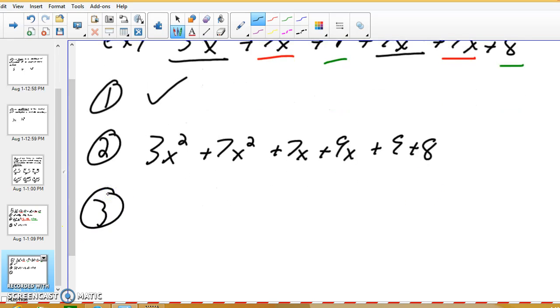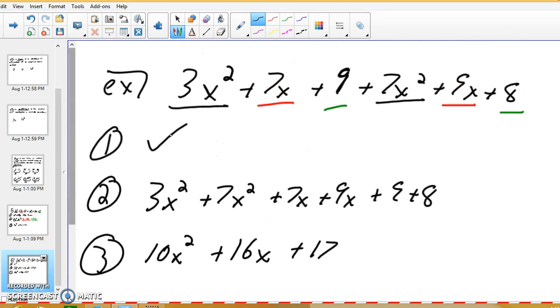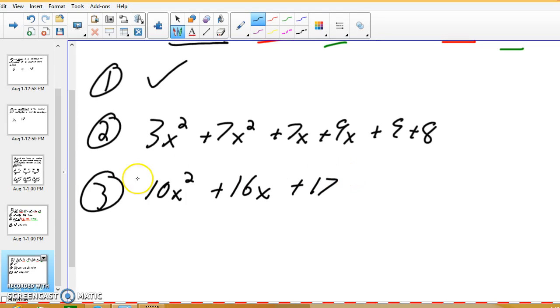And step 3, simply combine the like terms. So 10x squared, which is just adding up the coefficients, then 16x, and then the constants, 17. So we've turned this long, ugly equation into this shorter equation by combining like terms.